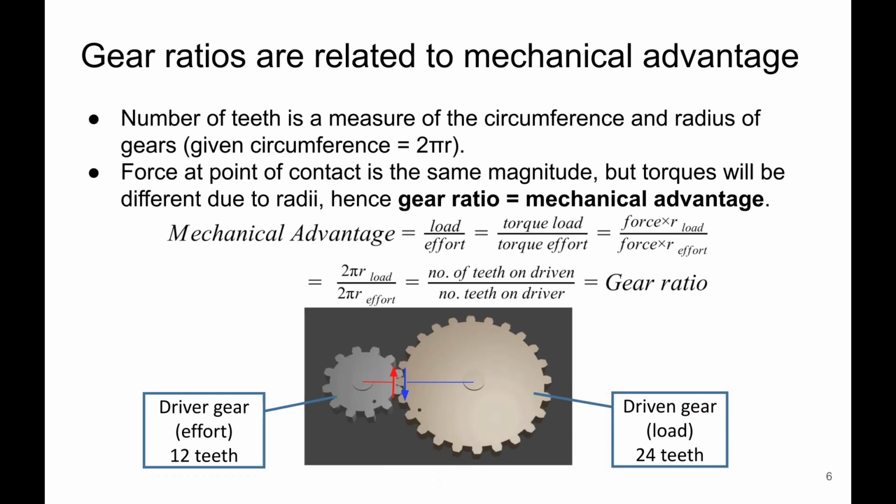The radius of the driven gear in this case is much larger, and therefore we can see that the torque applied on the driven gear is actually much larger than the torque of the driver gear, and this is how mechanical advantage comes about. Alright, so gear ratio equals mechanical advantage, and it's also equal to velocity ratio.